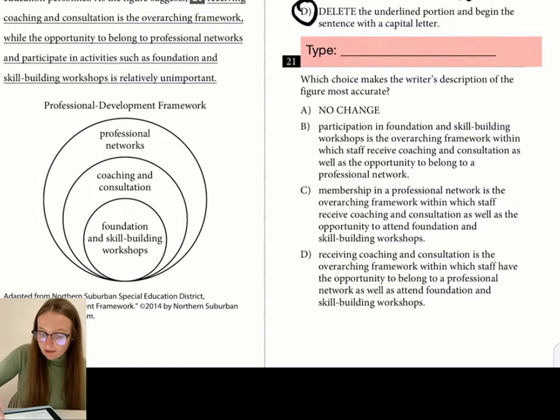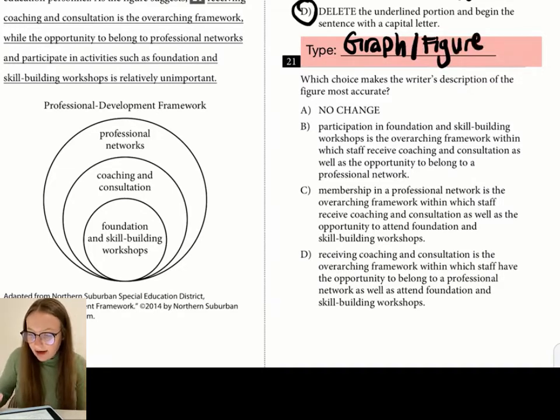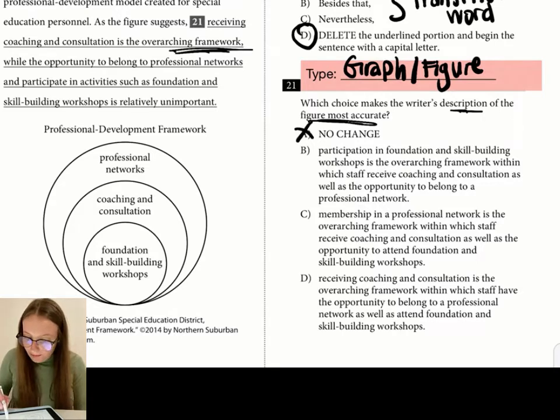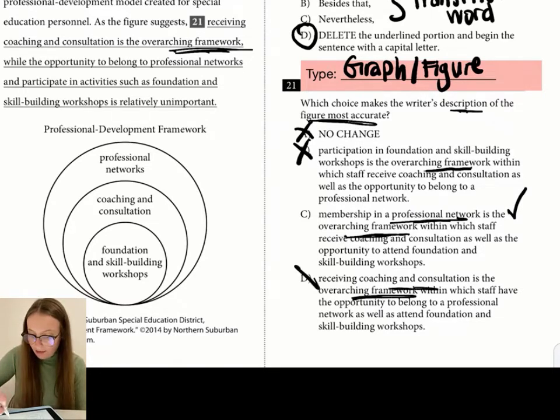Okay, 21. This is, of course, going to be like a graph or a figure type of question. So which choice makes the writer's description of the figure most accurate? So let's start with choice A. Receiving coaching and consultation is the overarching framework. Well, that's not true. It's not the biggest circle here, so that's false. B, participation in foundation and skill building workshops is the overarching framework. Again, that's just simply not true because that's not the biggest circle. C, membership in a professional network is the overarching framework. That's true. D, receiving coaching and consultation is the overarching framework. Nope, that's not the biggest circle, so it's got to be choice C then.